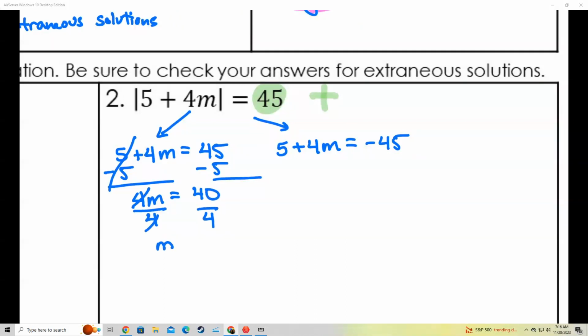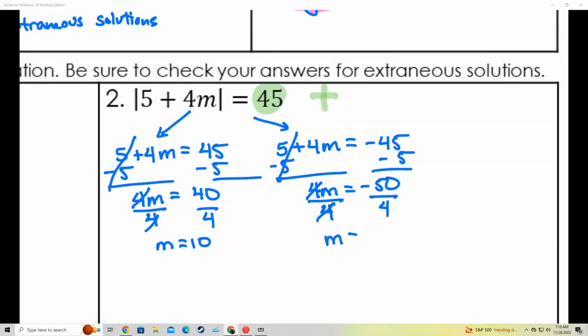I get m equals 10. On the other side, same thing. I'm going to solve for m. So I'm going to subtract 5 on each side. Be careful here. I got 4m equals negative 50. Then I'm going to divide both sides by 4.